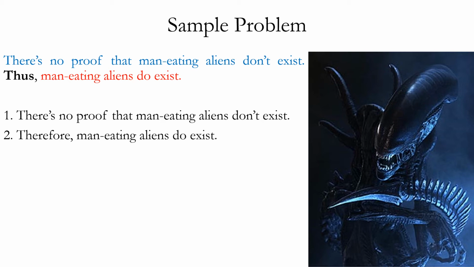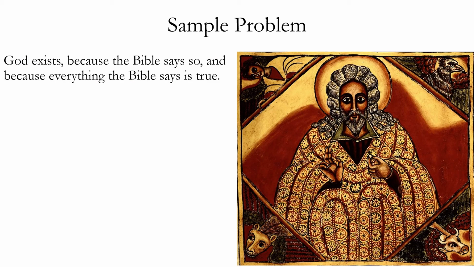This is an argument that assumes that because we can't know or prove something, then something definite must be following from that logically. And the only thing that follows logically from an absence of proof is an absence of proof. We don't know one way or the other. Let's look at another sample problem.